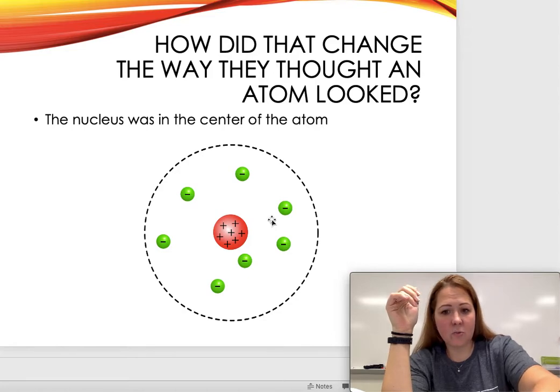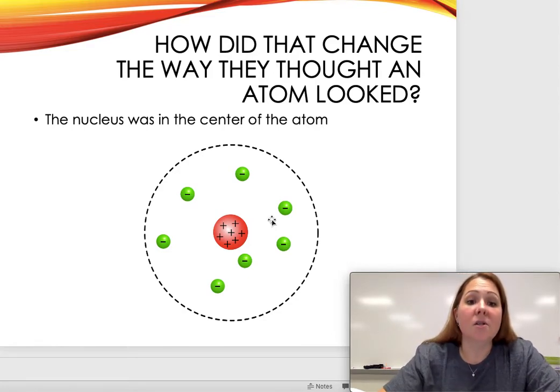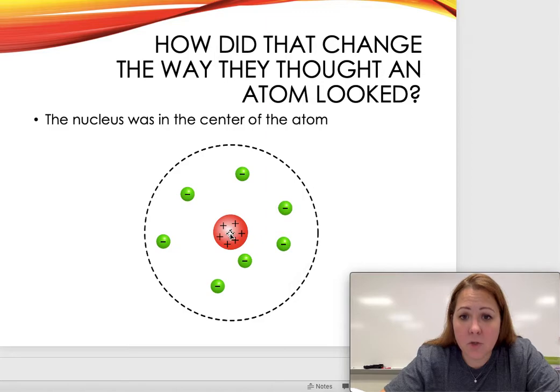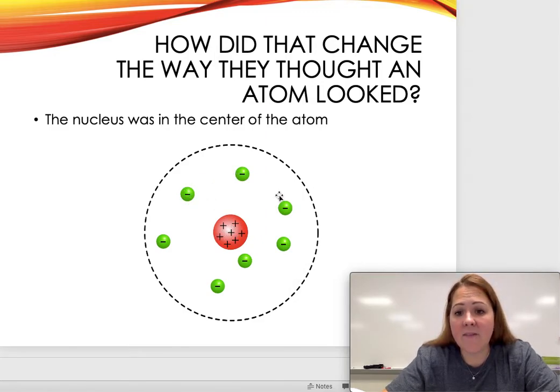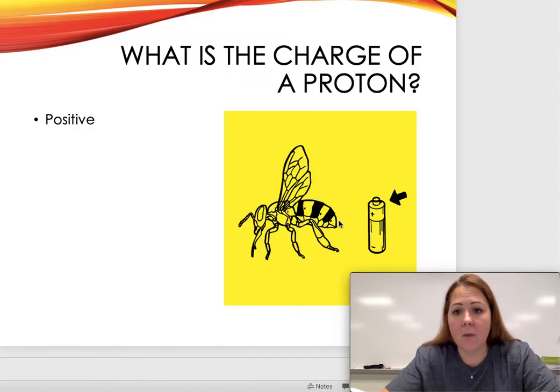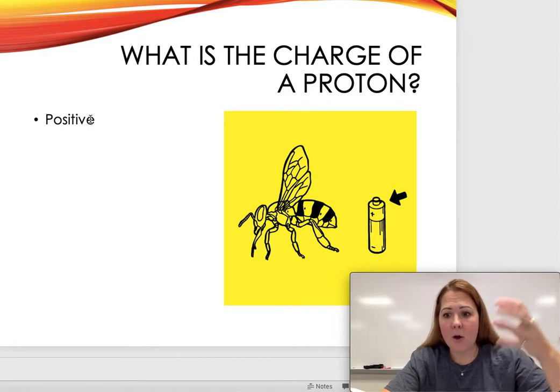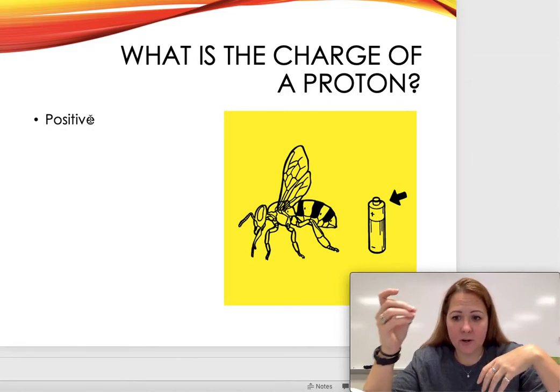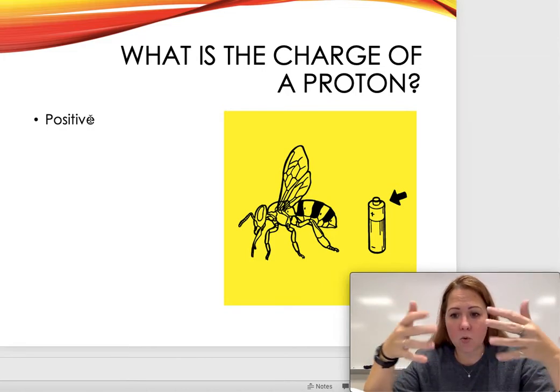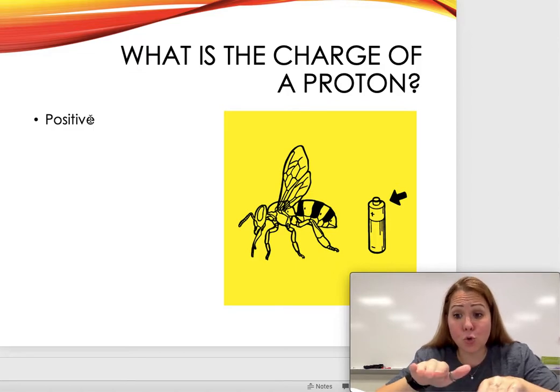So this one, again, not drawn to scale. So we have a nucleus in the center. The nucleus in the center has the positively charged protons, and then now we have the negatively charged electrons around the outside. So the charge of a proton is positive. Electrons are negative. However many positive protons you have, you're going to have the same amount of negative electrons in order to cancel each other out to make a neutral atom.